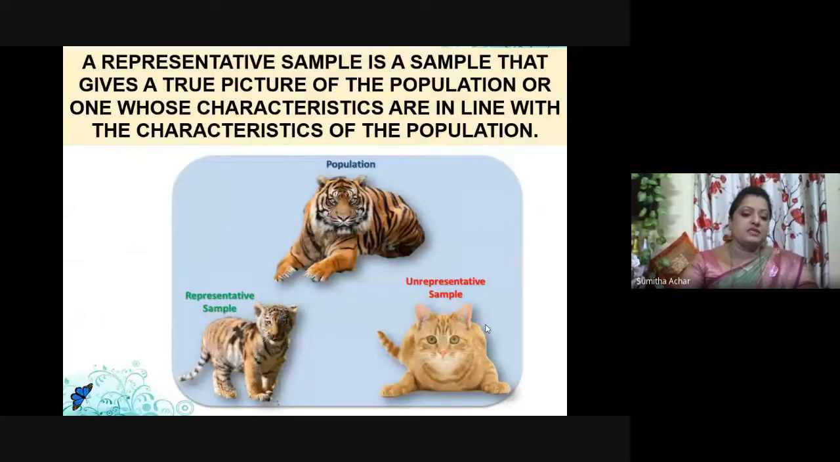Now, this is something that I want to tell you, right? We have a population, we have a sample, but something that looks alike cannot be your representative sample. Are you understanding this? I'm sure this picture is very clear. So here we have a population, here we have a representative sample, and when we consider the tiger and the cat, the cat cannot be a representative sample for the population of tigers.